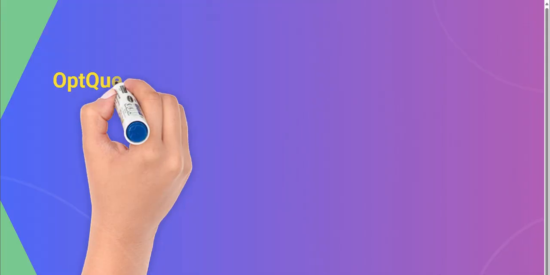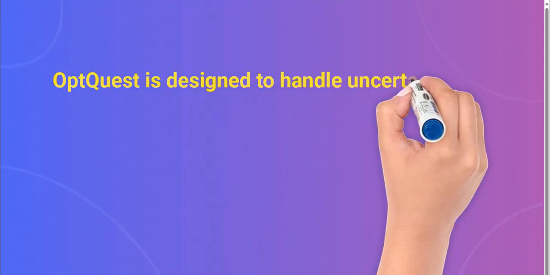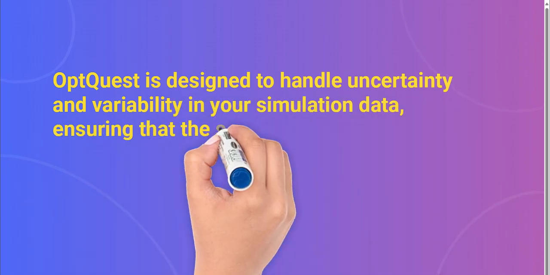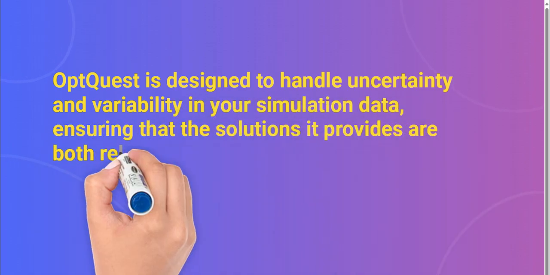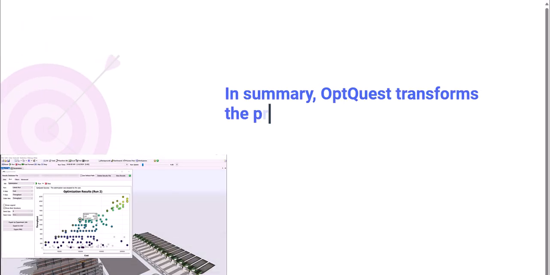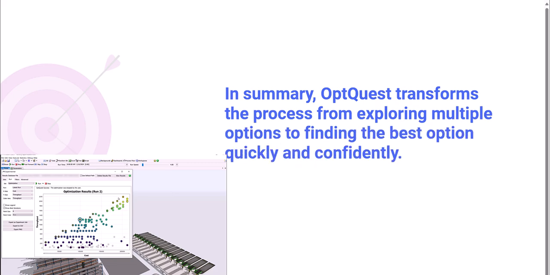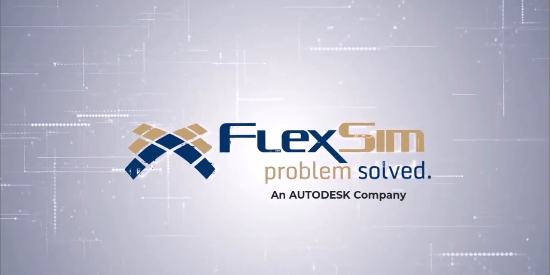Additionally, OptQuest is designed to handle uncertainty and variability in your simulation data, ensuring that the solutions it provides are both reliable and robust. In summary, OptQuest transforms the process from exploring multiple options to finding the best option quickly and confidently. Let's move on and see how OptQuest works in FlexSim.